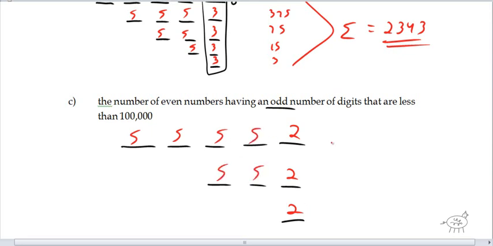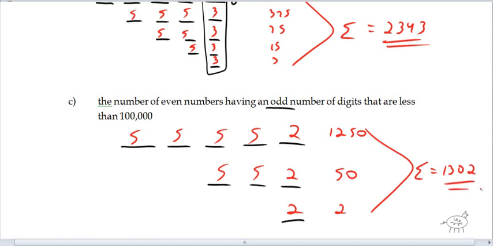Okay, so I multiply the top one, gives me 1250. This one gives me 50, and this is of course 2. And I add these up, and I get 1302. Okay? Not too bad.